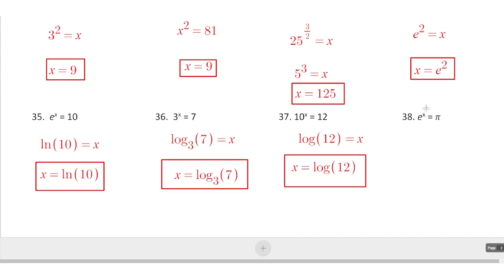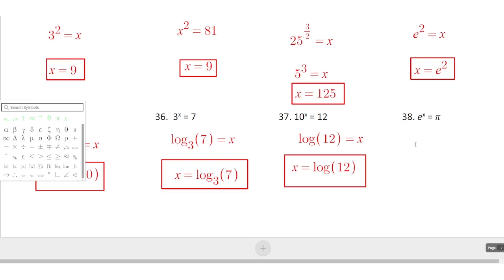Number 38, e to what power is pi? Kind of a weird problem here. Pi is a little bit bigger than e, so it's definitely got to be bigger than 1, but in order to get the exact value, we need to invert this equation. So log base e, which is natural log, of pi is x. So e raised to the power of natural log of pi equals pi.